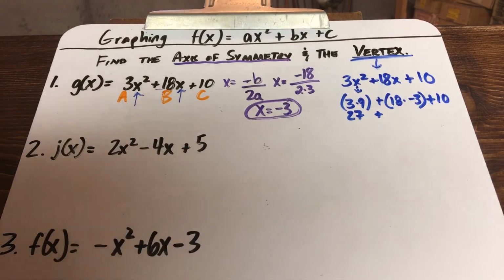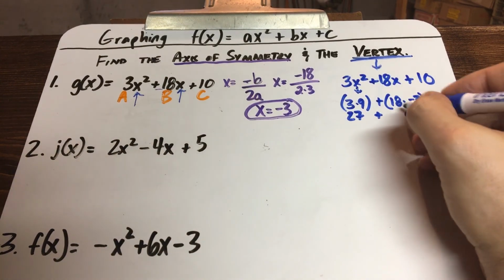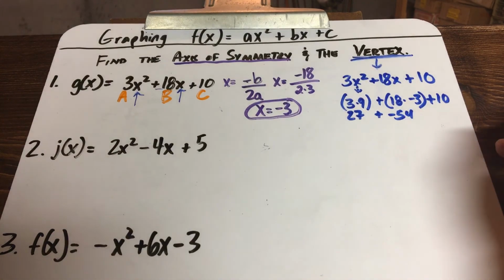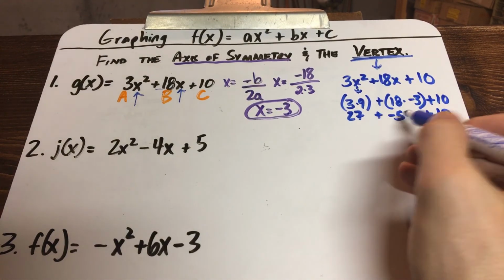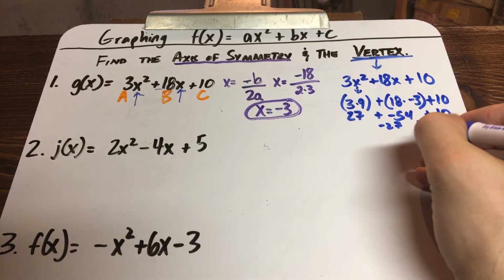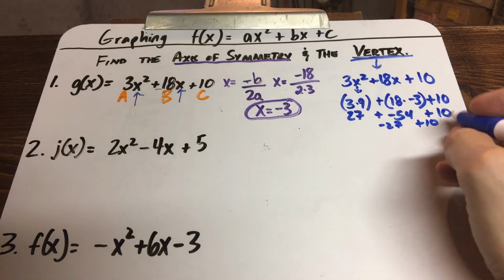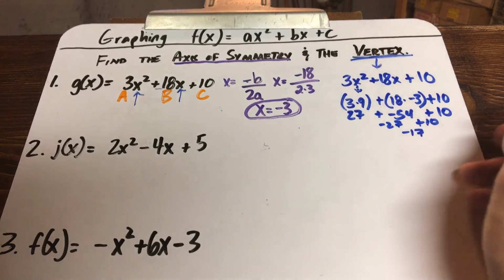18 times -3, I think that's -54. You can double check on a calculator if you want. And then plus 10. So 27 plus -54, that's -27. -27 plus 10 equals -17. And so I have my answer.